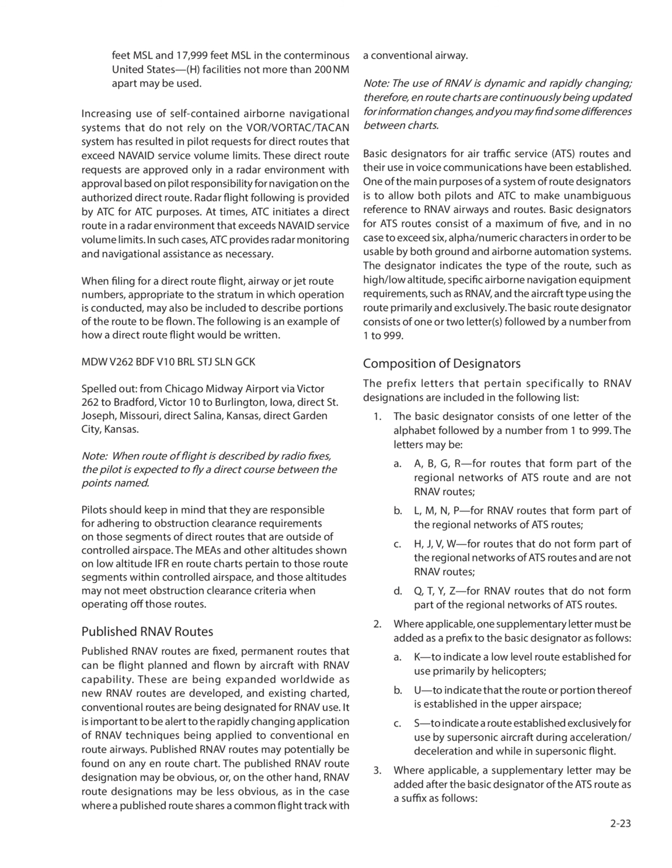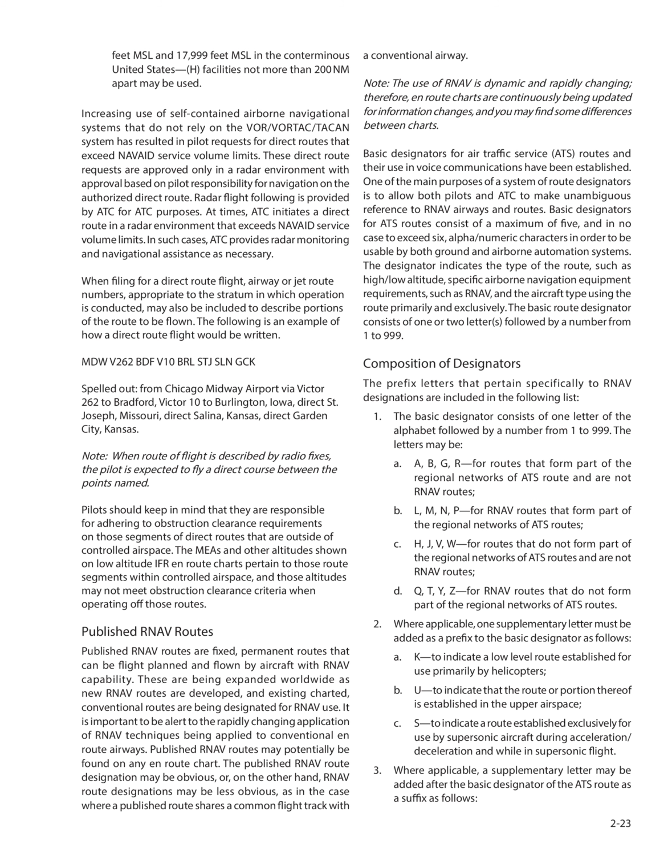Radar flight following is provided by ATC for ATC purposes. At times, ATC initiates a direct route in a radar environment that exceeds NAVAID service volume limits. In such cases, ATC provides radar monitoring and navigational assistance as necessary. When filing for a direct route flight, airway or jet route numbers, appropriate to the stratum in which operation is conducted, may also be included to describe portions of the route to be flown. The following is an example of how a direct route flight would be written.